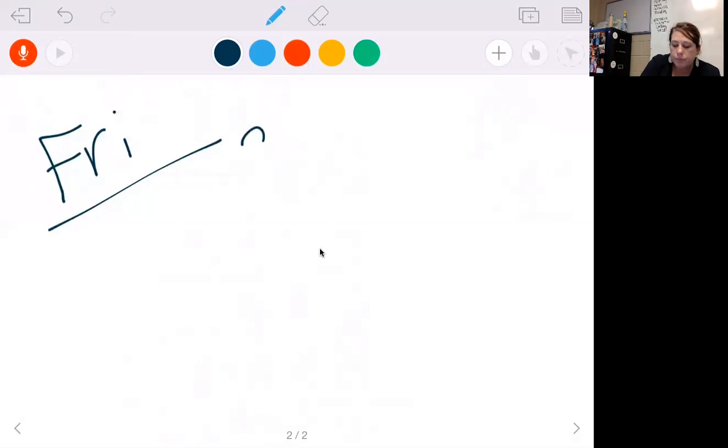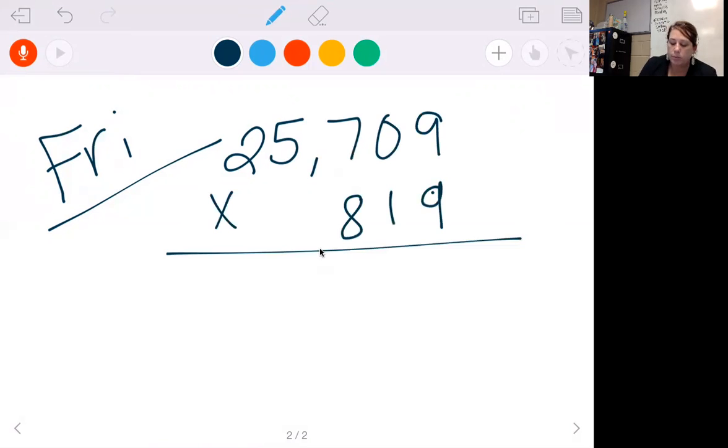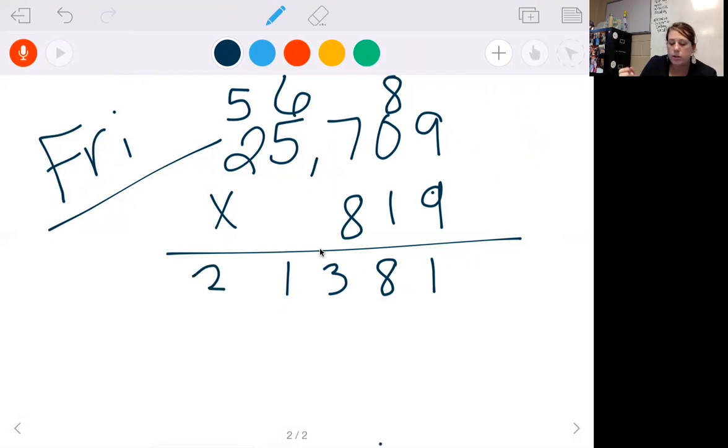Let's do 25,709 times 819. All right, so 9 times 9 is 81. I'm going to put my 1, carry my 8. 9 times 0 is 0, plus 8 is 8. 9 times 7 is 63. Put my 3, carry my 6. 9 times 5 is 45. 45 plus 6 is 51. Put my 1, carry my 5. And 9 times 2 is 18. And 18 plus 5 is 23. Okay, so that was a whole slew of numbers.